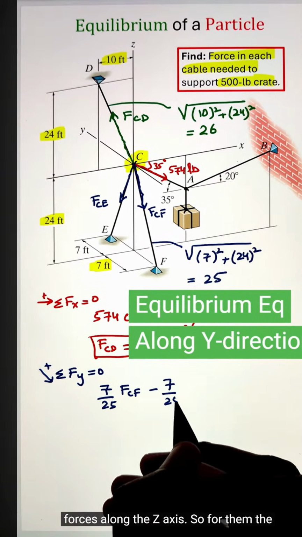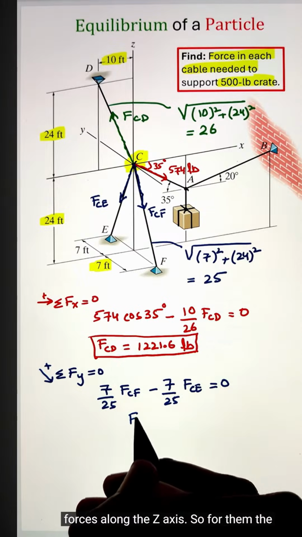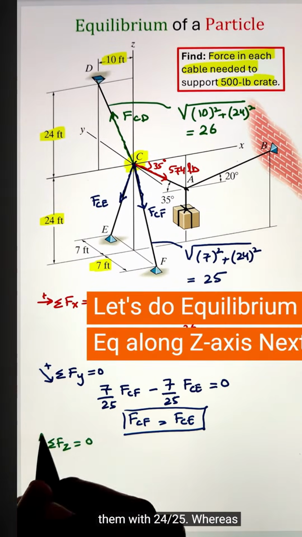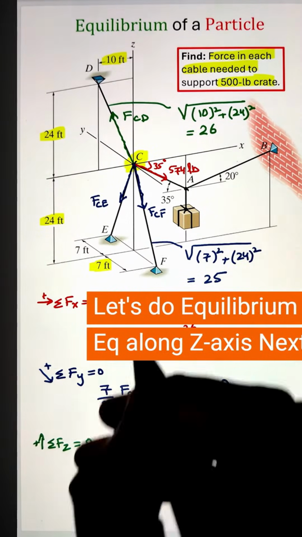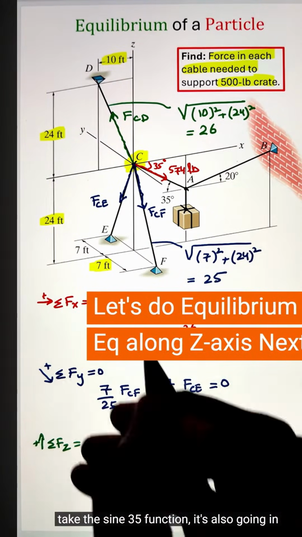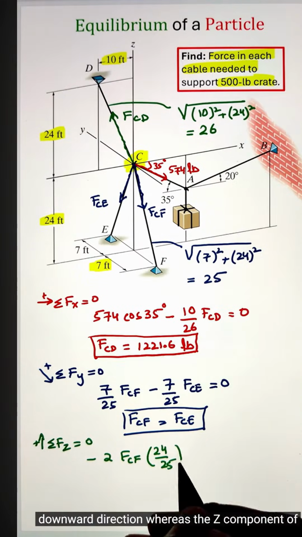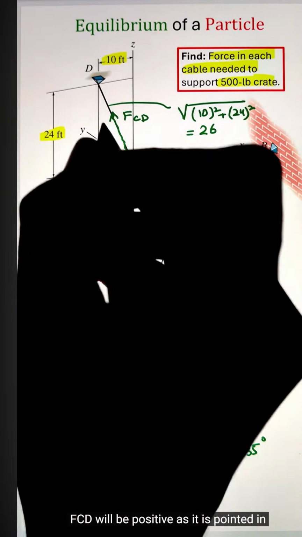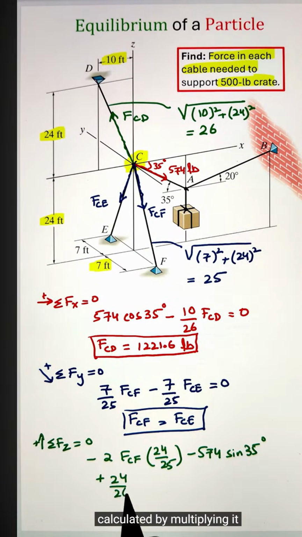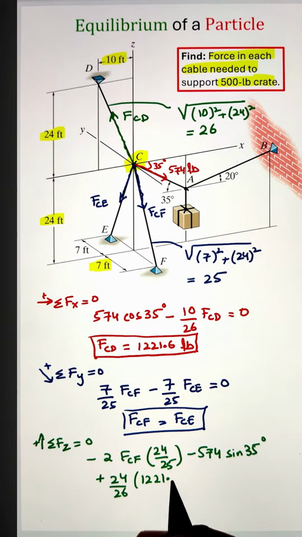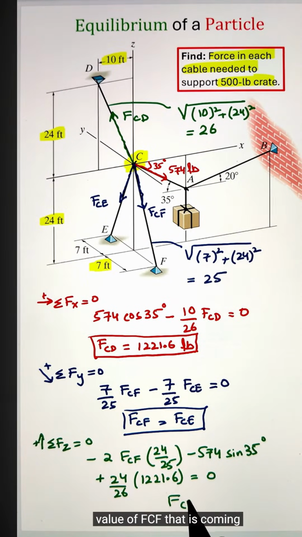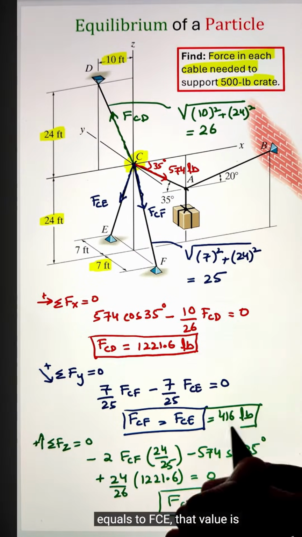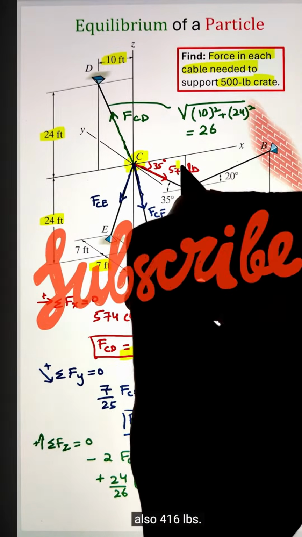Finally, we can apply the summation of forces along the z-axis. The two components of FCE and FCF are going vertically downward, by multiplying them with 24/25, whereas the 574-pound force, if we take the sine 35 function, is also going in the downward direction. The z component of FCD will be positive as it is pointed in the upward direction, which can be calculated by multiplying it with 24/26. Simplifying, we can calculate the value of FCF, that is coming as 416 pounds. Since that is equal to FCE, that value is also 416 pounds.